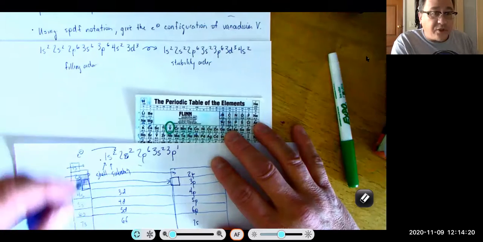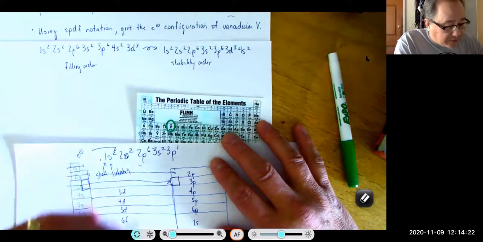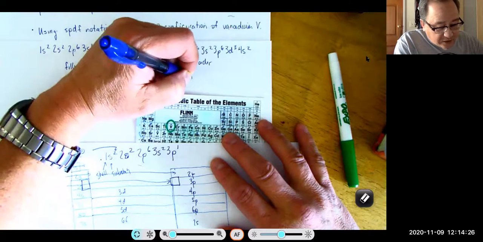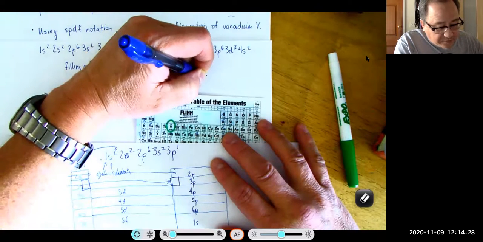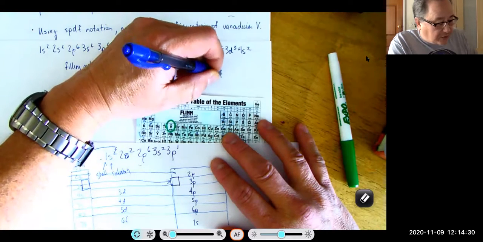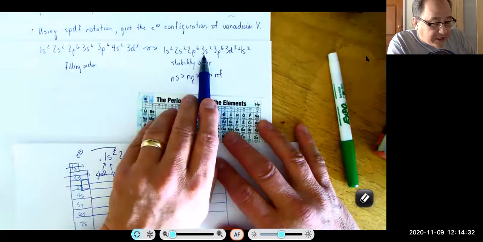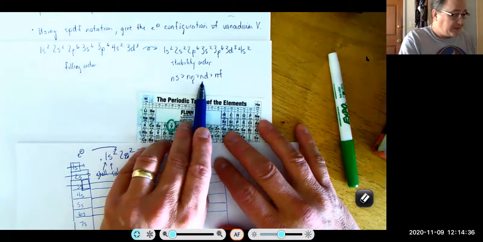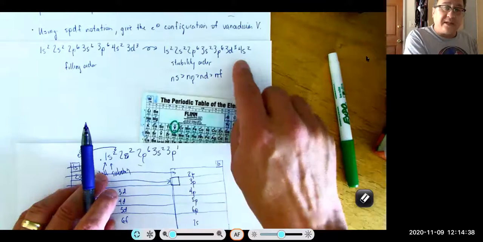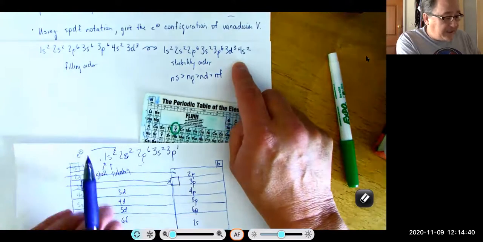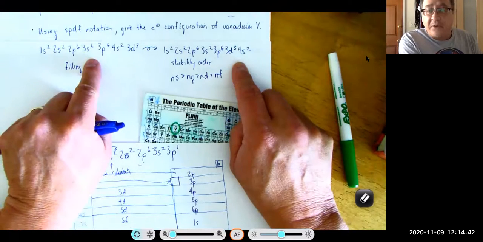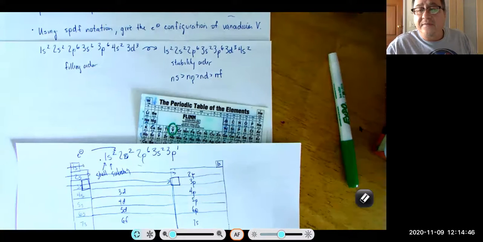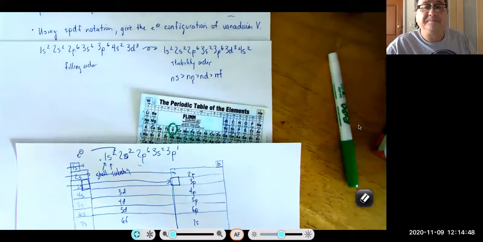And always when you write them in order, it's always s goes before ns, goes before np, goes before nd, goes before nf. So if you're looking at the third shell, a 3s goes before a 3p, goes before a 3d. Okay, so this is the correct electron configuration of vanadium. This is mostly correct, but it is partially incorrect. Any questions there? Are you okay with that one?